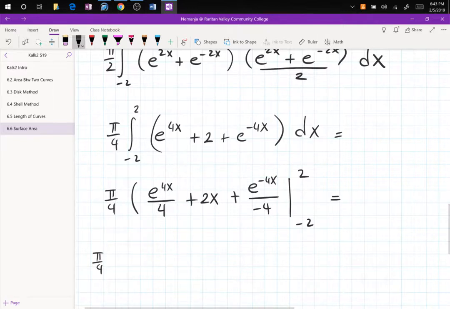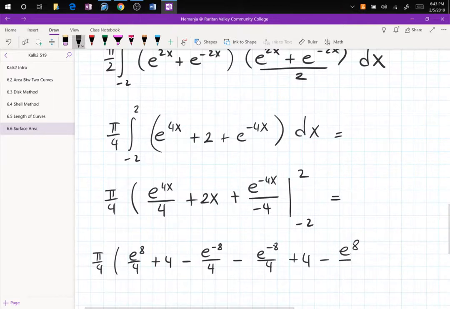Now comes the hard part. So we have e to the 8 over 4 plus 4 minus e to the negative 8 over 4, minus, and the minus gives us plus 4, and then when we plug in negative 2, that's e to the 8 over 4. We have a minus from the formula and a minus from here. That's a plus. So it's a negative from here, negative from the formula. Yeah, it's a plus. Good.